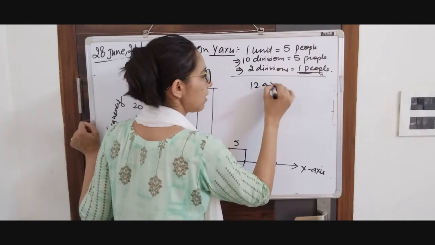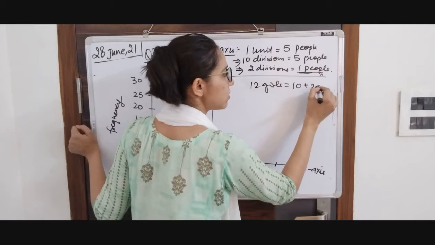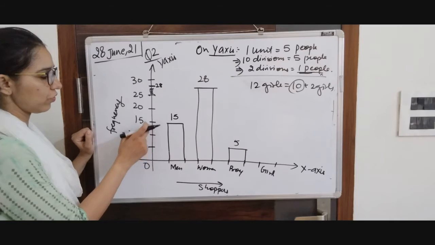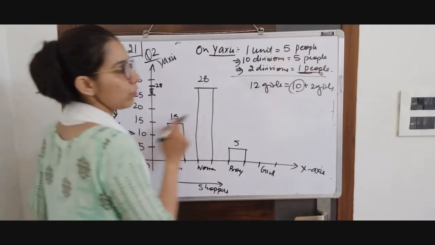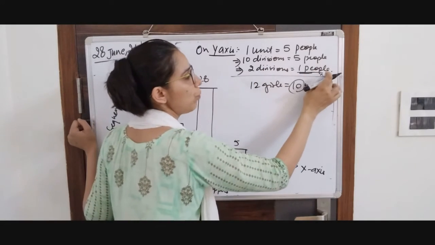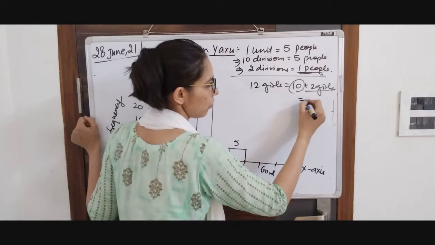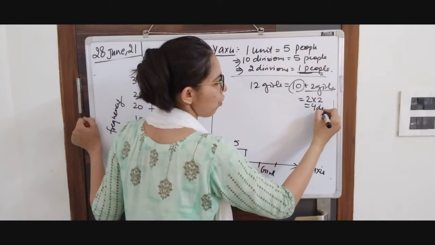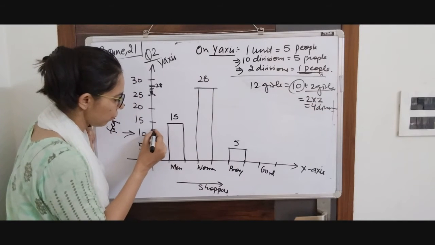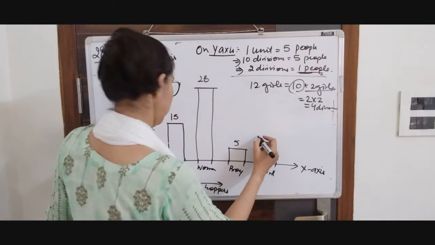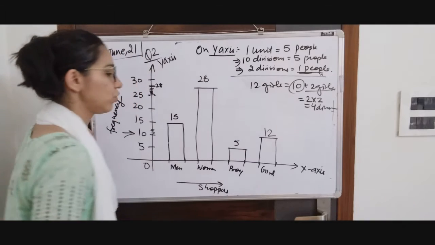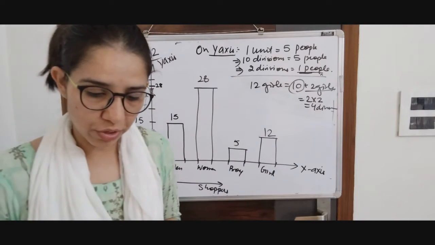12 girls means 10 plus 2 girls. 10 is visible clearly, it is here, so 12 is going to be somewhere between these two. One person was 2 divisions, so 2 girls are going to be how many divisions? It is going to be 2 into 2, that is 4 divisions. So after 10, 4 divisions, 1, 2, 3, 4. So 4 divisions after 10, you will use the scale here also in your graph, and it is going to be 12. So this is your bar graph for question number 2.